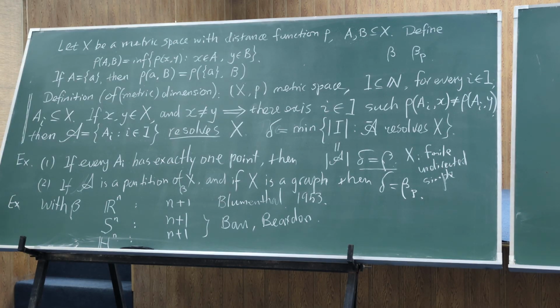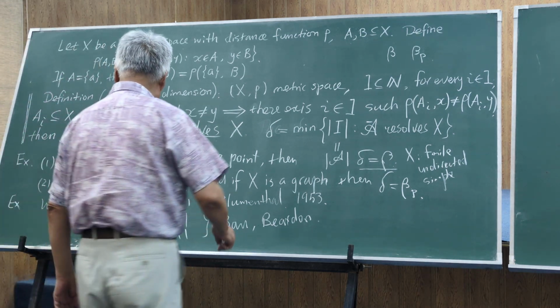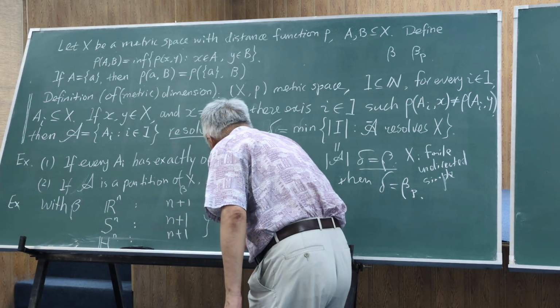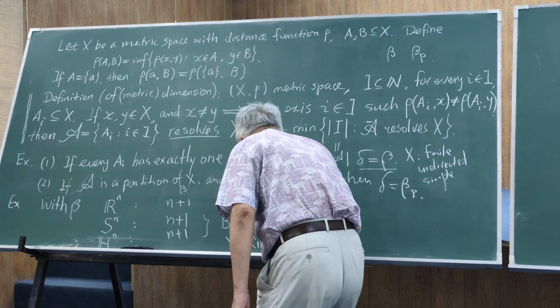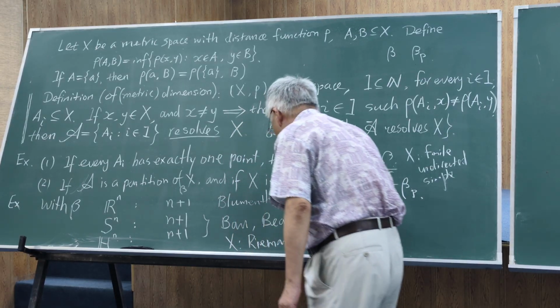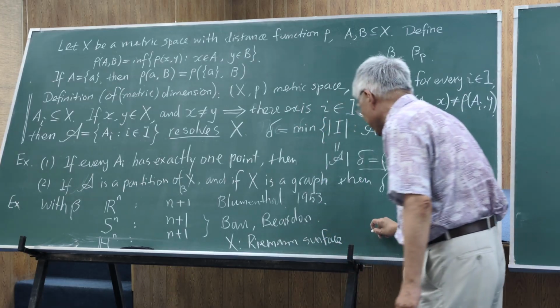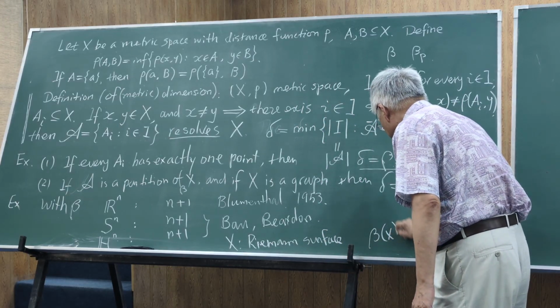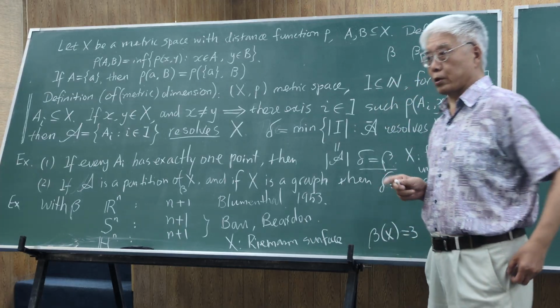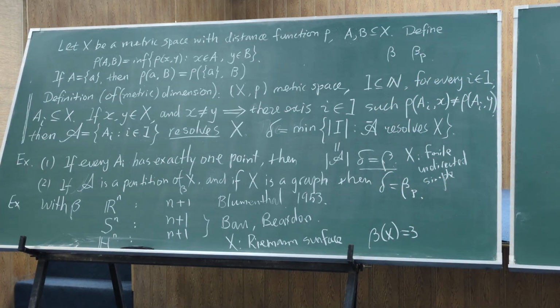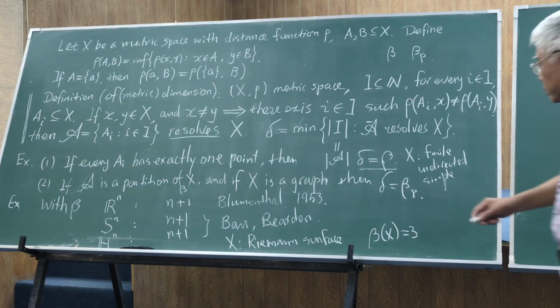He didn't say anything and went back, and the second day, a beautifully written manuscript. Not only did he prove H^n is also n plus 1, but also Riemannian spaces. And we published the paper. Then beta of X is equal to 3, which is just 2 plus 1, where 2 is the Lebesgue dimension. And the proof of this was non-trivial.